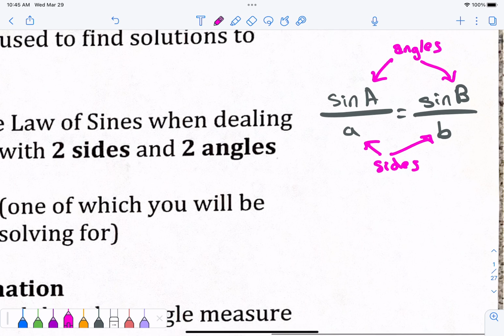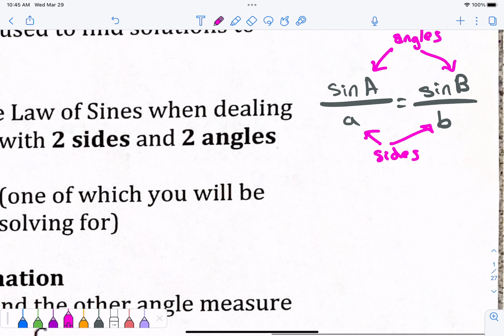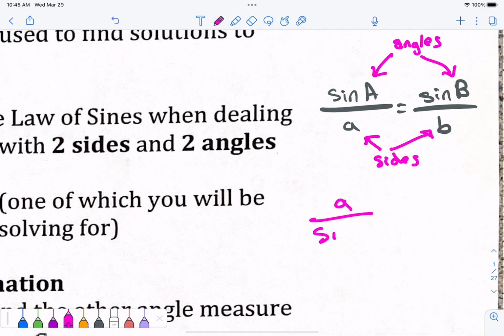A lot of textbooks teach it this way, a over sine A equals b over sine B. It does not matter which one. It doesn't matter if you put the sides on the top and then the angles on the bottom. If you flip them around, that's okay. If you can't remember which one goes on top and bottom, it doesn't really matter, as long as you do the same thing for each one, okay?